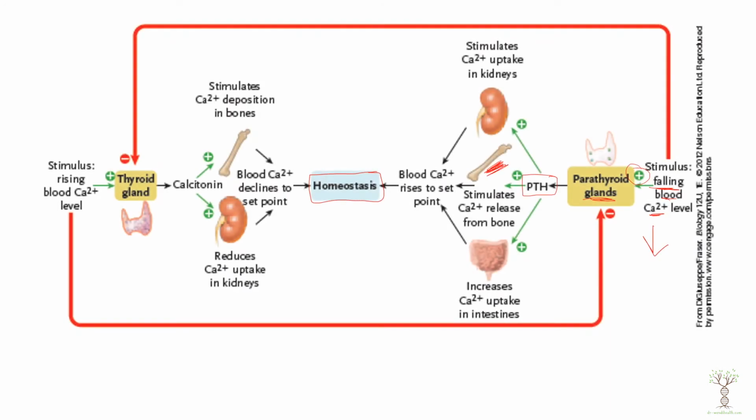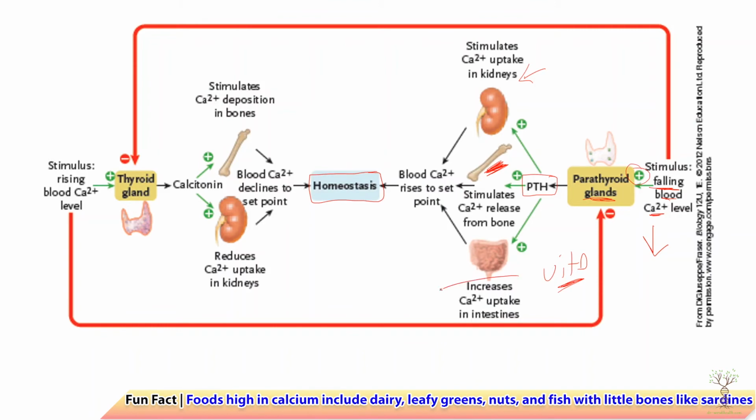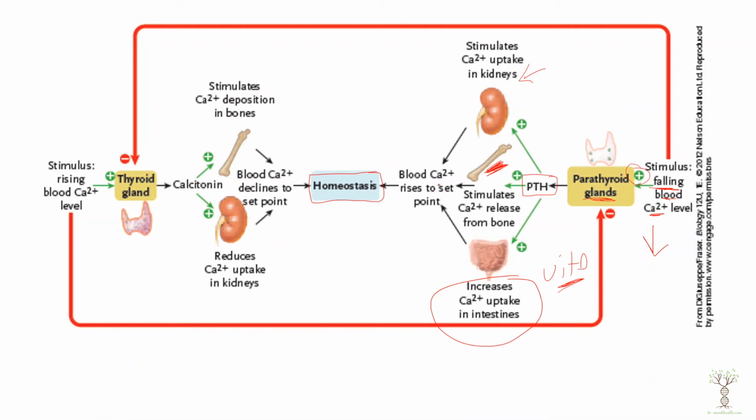So we release calcium from the bones, we tell the kidneys to reabsorb calcium, and we stimulate the production of active vitamin D so that we can absorb calcium from our small intestine, from our diet. All 3 of those things are going to cause our blood calcium levels to increase. Now, over here, let's suppose the stimulus was high blood calcium levels. Now we have too much blood calcium. Now what is going to happen?